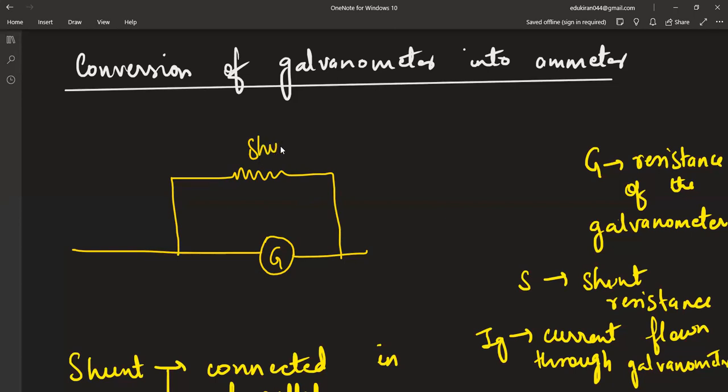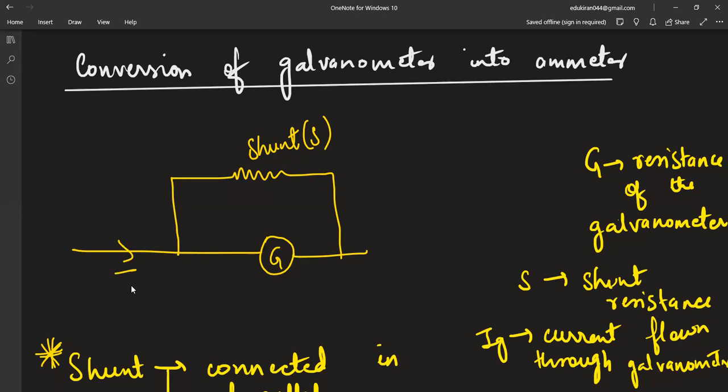This is the shunt, connected parallel to the galvanometer. Second point is that its value should be small. This term, shunt, is very important to remember because this is a name specifically used in this lesson, in conversion of galvanometer into ammeter. Nowhere else will you find this term. No synonymous term is present for shunt. All right, so just remember it.